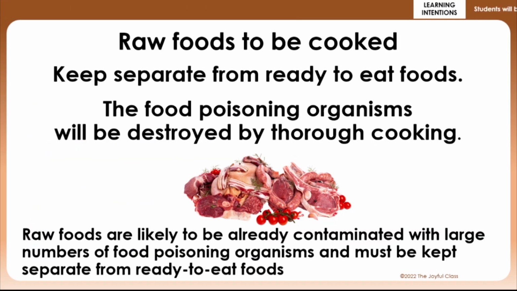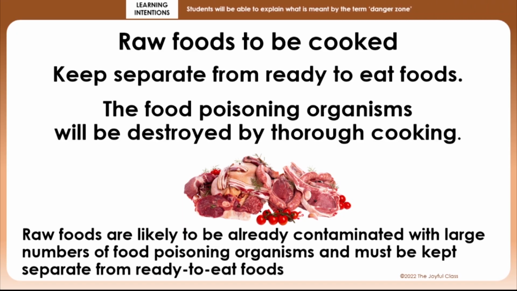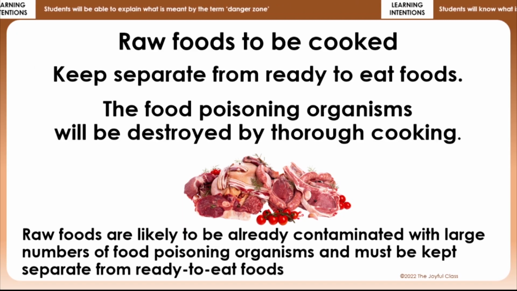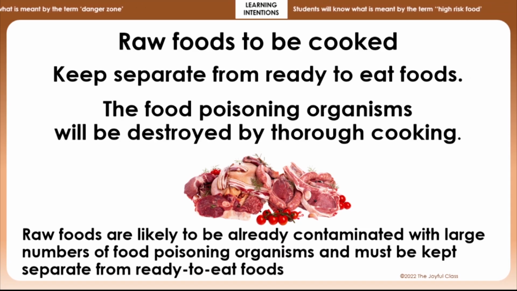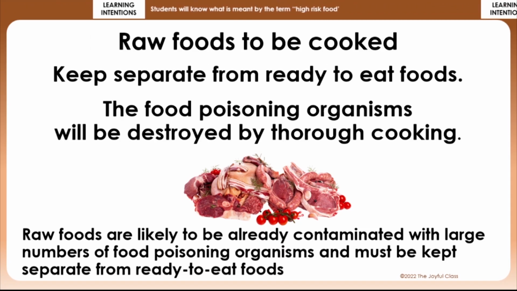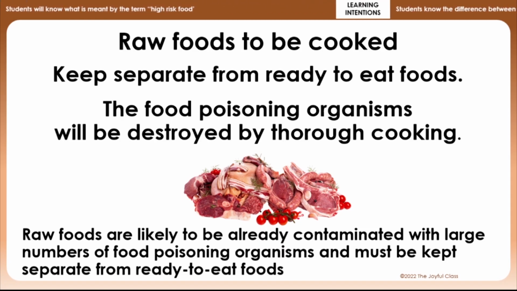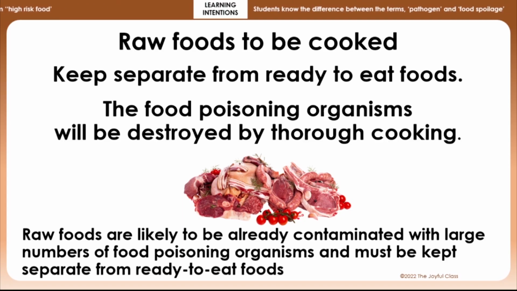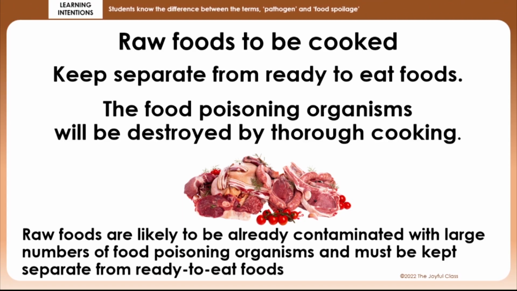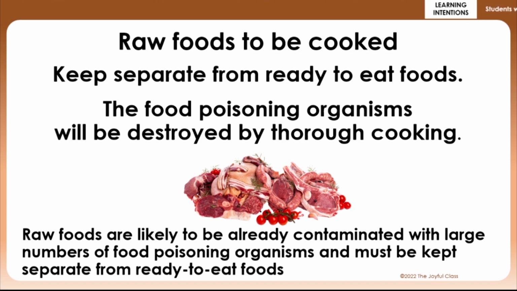Raw foods to be cooked. You need to keep them separate from ready-to-eat foods, usually on the bottom shelf of the fridge covered in a container, and the food poisoning organisms will be destroyed by thorough cooking. Raw foods are likely to be already contaminated with large numbers of food poisoning organisms, and they must be kept separate from ready-to-eat foods.